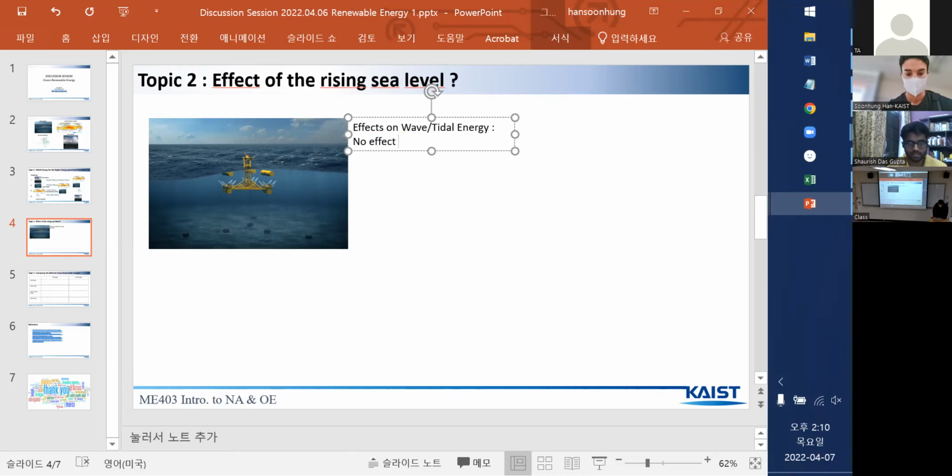Can we say that with the change in sea level, the sea currents or ocean currents will also change? So any turbine or any machinery inside the sea will be affected. So you think there will be an effect?